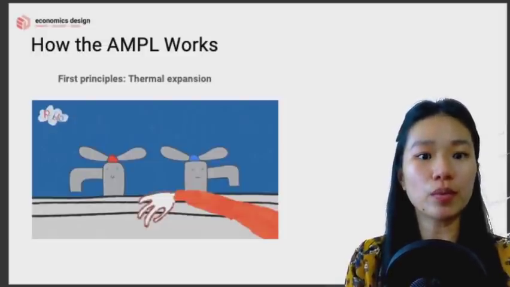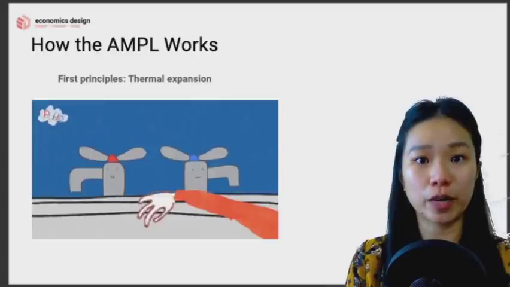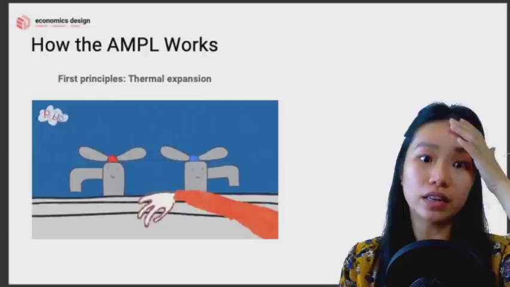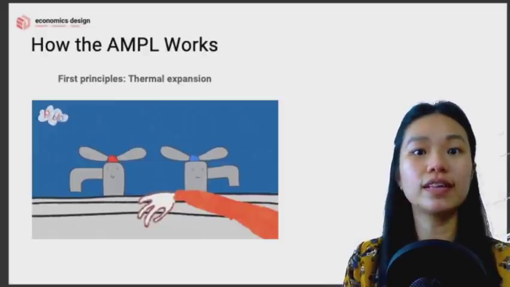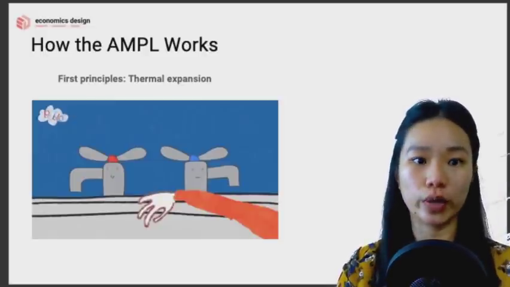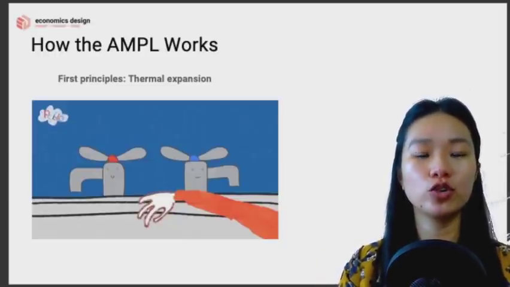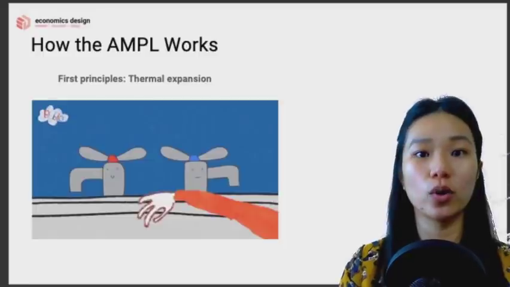So the first principle that we want to talk about here is thermal expansion. Thermal expansion is the first principle that governs the network, governs the system, governs the token. So imagine we have two taps. We have a hot water tap and a cold water tap.